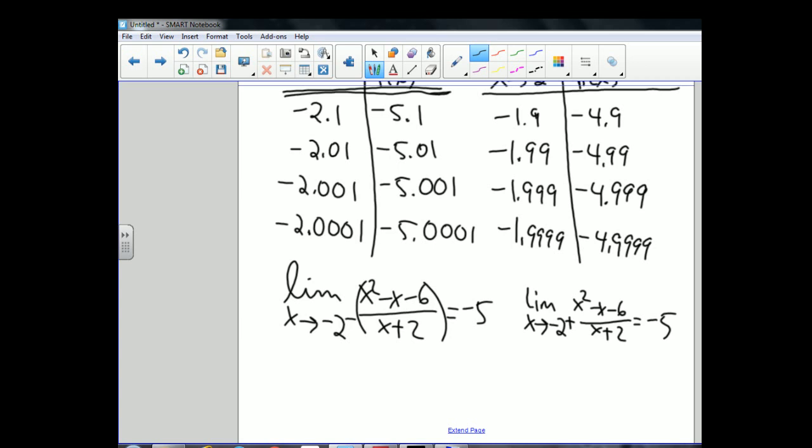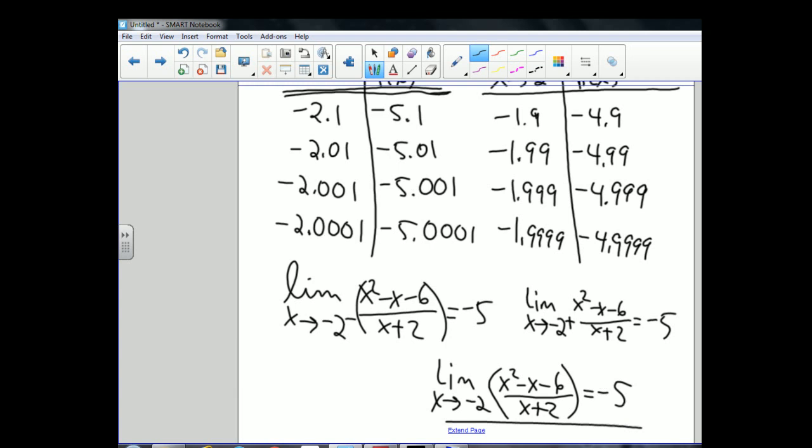If you'll recall from the definition of a limit, if the left limit equals the right limit, then the limit exists, and the limit is that value. So the limit as x approaches negative 2 of x squared minus x minus 6 over x plus 2 equals negative 5. So what we've just shown is numerically the limit.